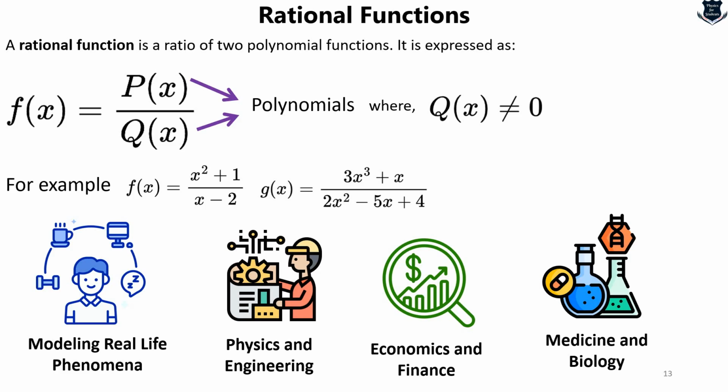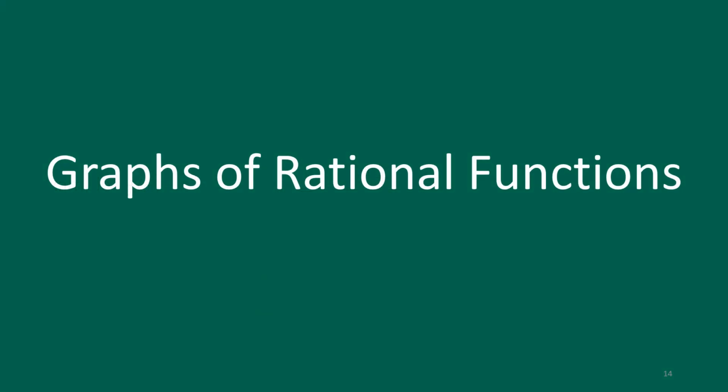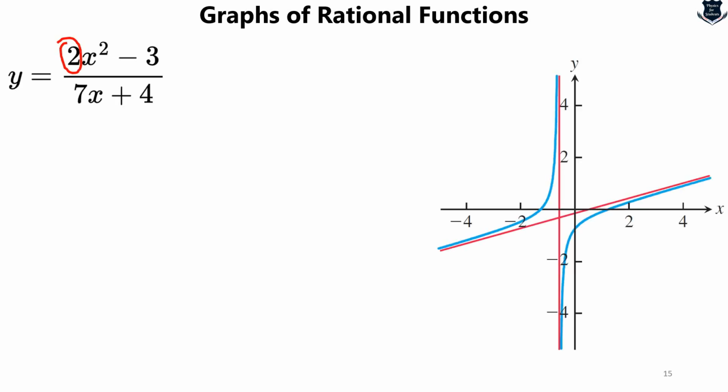Now, once we understand what a rational function is, let us look into the graphs of rational functions so that we can really understand how the graph looks like. So in this part, we will take an example of this, y equals 2x squared minus 3. This is a rational function, as we have seen. And the graph would look something like this.